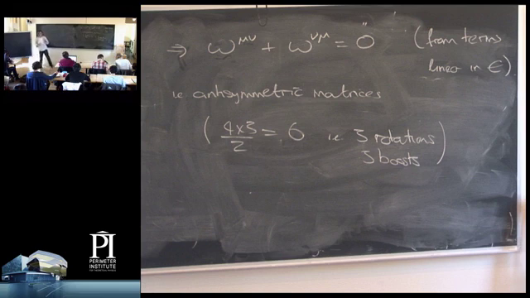Okay, so people happy so far? Infinitesimal Lorentz transformations correspond to antisymmetric matrices. So what we're going to do now is introduce a basis of infinitesimal Lorentz transformations. That is, any antisymmetric matrix is going to be a linear combination of 6 antisymmetric matrices that we choose, and which I'll now write down.